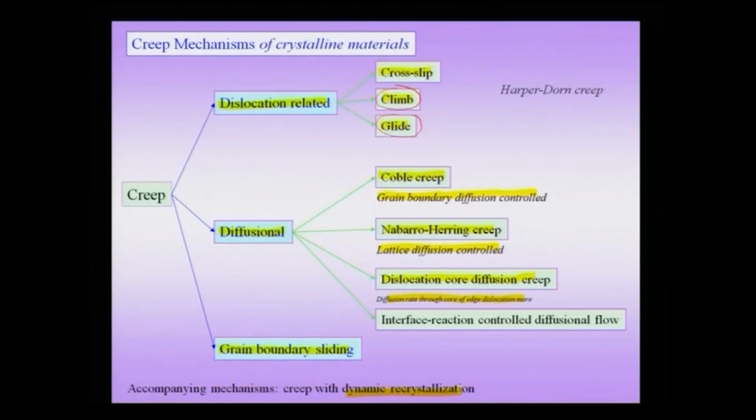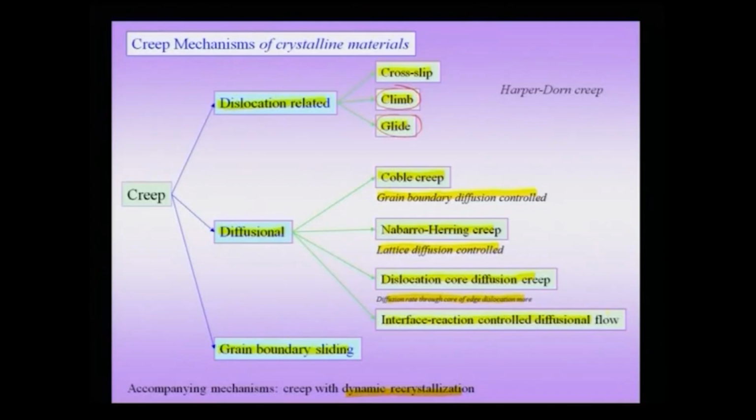And finally, just to summarize this slide, there are three kinds of important mechanisms which we need to enlist, those contributing to creep. One is dislocation related mechanisms, wherein you have dislocation phenomena like cross slip of screw dislocations, climb of edge dislocations, and glide of screw and edge dislocations. Diffusional mechanisms like grain boundary diffusion, dislocation core diffusion, which is called pipe diffusion, lattice diffusion, and also interface reaction controlled diffusional flow. Finally, of course, grain boundary sliding is also an important mechanism which can contribute to creep.